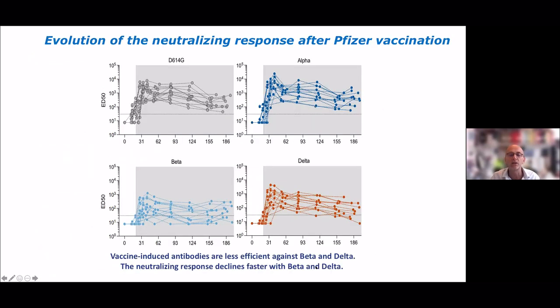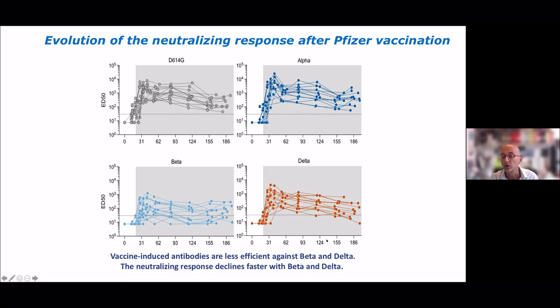We are currently studying the evolution of the durability of the antibody response. And now we have about 6 to 7 months after the second dose, and there is a waning decrease of the antibody response against Alpha, but this is even more marked with Beta and Delta. With Beta, it's particularly marked. About 50% of the individuals are no longer able to neutralize Beta, and it starts to be almost the same with Delta. And this may explain why there are breakthrough infections occurring in vaccinated individuals.